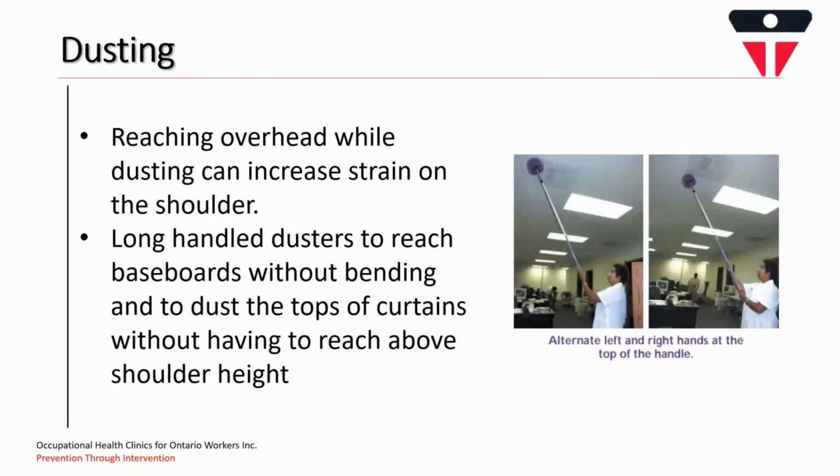When it comes to dusting, a lot of dusting has to be done overhead and on lower surfaces. So having an extendable dust tool is advantageous. Also, there are dust tools where you can create more of an angle at the top, like a 90-degree angle. And these types of tools allow for better postures of the trunk and the shoulders. Again, there's always that option that you can alternate between your right and left hands.